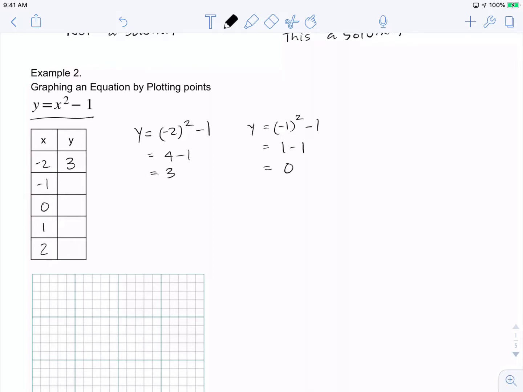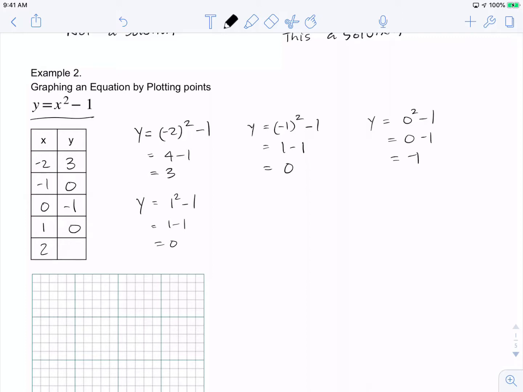So in this one, the negative 1 squared became a 1. Subtracting the 1 from it, we got 0, and so we get 0 there. Y is then equal to 0 squared minus 1, and that's going to be 0 minus 1, which is going to give us a negative 1, and so we get a negative 1 for the 0. Now on the positive side, we're going to go 1 squared minus 1. That's going to be 1 minus 1, which gives us a 0.